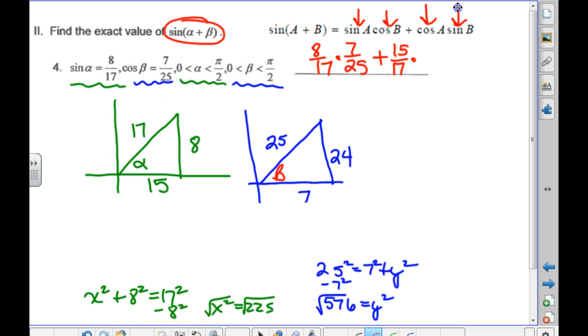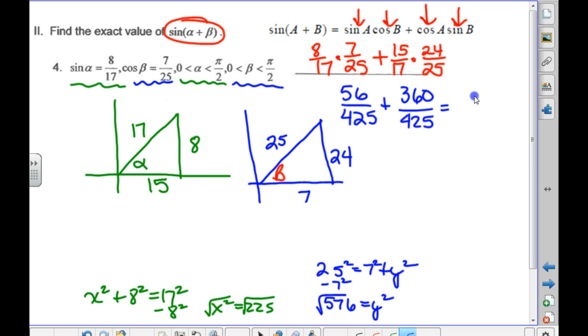times the sine of triangle beta. What's the sine over here? Okay, the only good news is they have a common denominator, okay? 8 times 7 is 56, 17 times 25, 425, 425. Okay, 15 times 24? And 17 times 25 is 425 again.